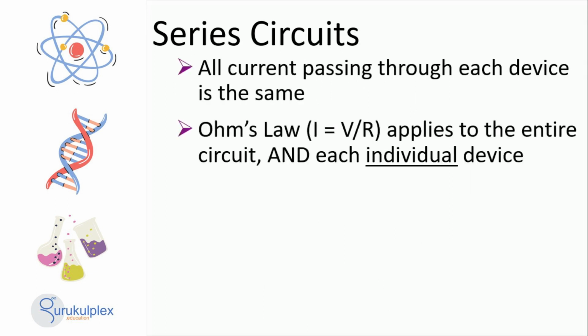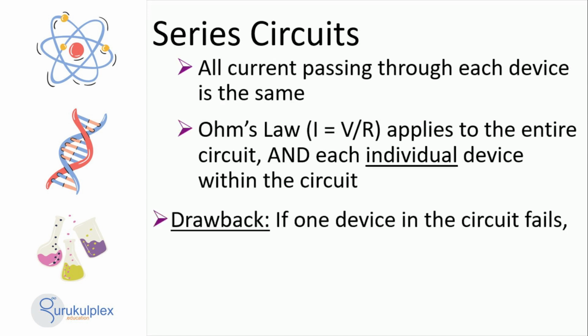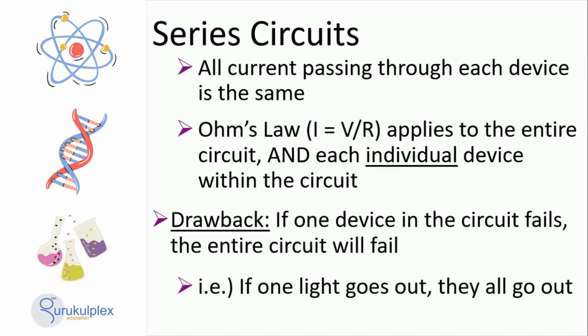In a series circuit, the total resistance is equal to the sum of the individual resistances of each device. Moreover, Ohm's law is applicable to the entire circuit as well as each device included in it. Consequently, the current passing through all parts of the circuit is identical.